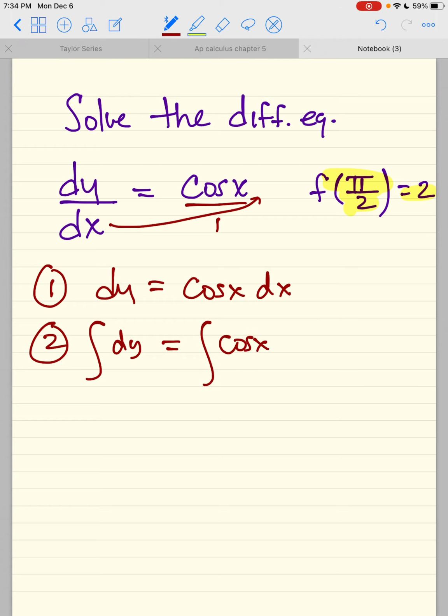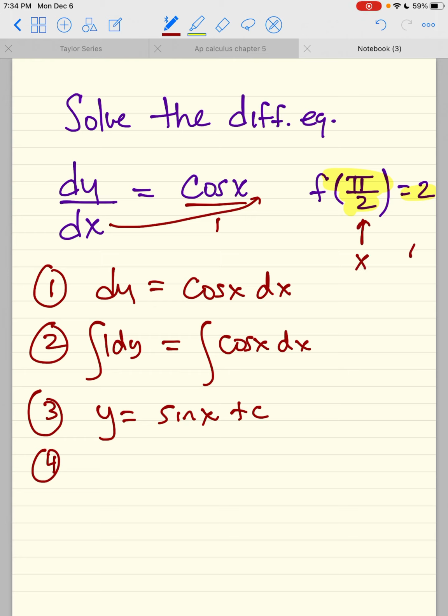And you ask yourself, who gives me 1 dy? That's y. And who gives me cosine? Sine. Now, you're going to have to solve for c. Okay, and we're going to make this our x and this is our y. So 2 equals sine pi over 2 plus c. 2 equals 1 plus c. c is equal to 1.